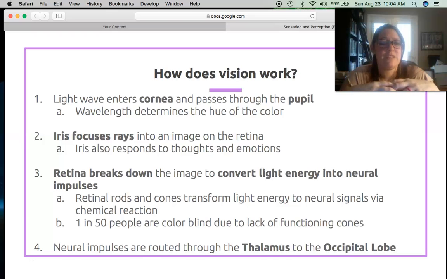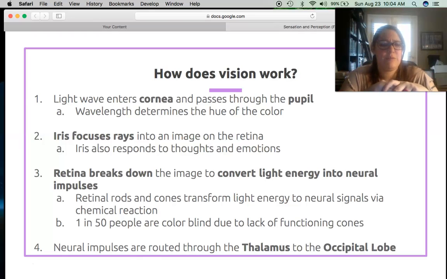So the retina is going to break down the image and convert light energy into neural impulses. And those rods and cones are going to help us with that process, transforming that light energy to neural signals via chemical reaction. If you remember from the last video, it's called transduction.